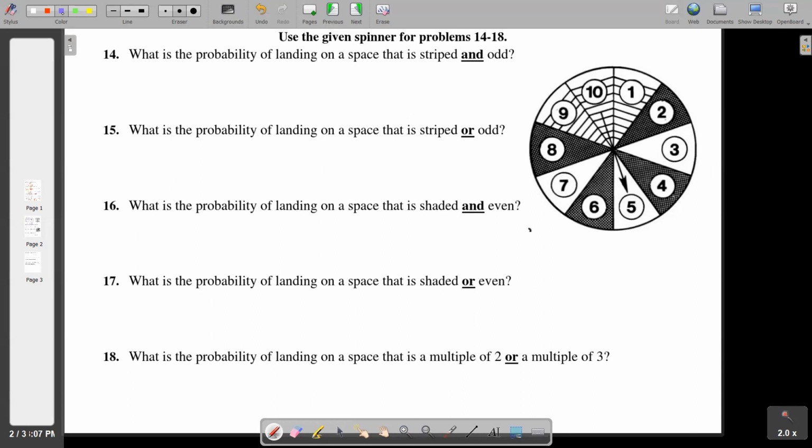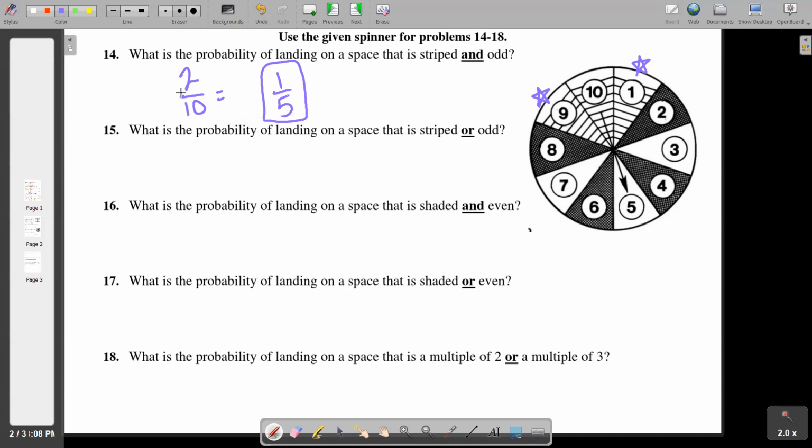I'm going to put little marks and then I'll erase my marks as I go. For this individual problem, I'm going to mark this one because it is striped and odd, and I'm going to mark this one because it is striped and odd. You cannot find another number on that spinner that is striped and odd. That's not a challenge, you can't do it. So the answer to this problem is 2 out of 10, which if I divide the top and the bottom both by 2, I get 1/5. Got it?